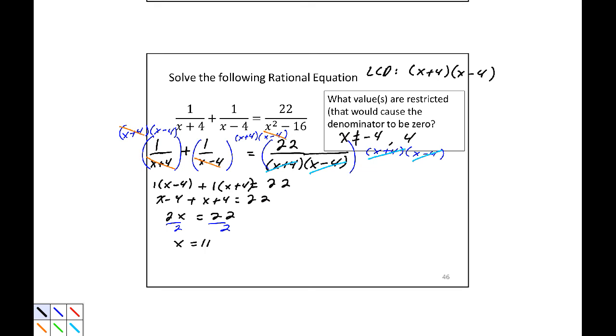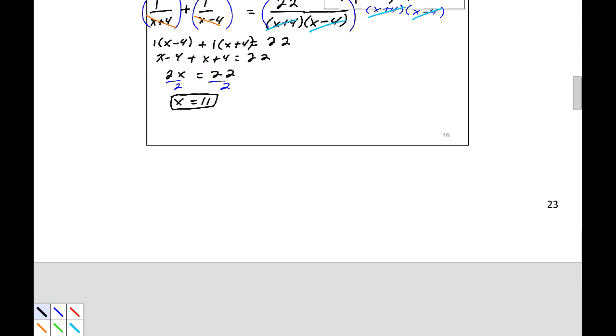Now because we have these restrictions up here, x cannot equal negative 4 or positive 4, because 11 is neither of those, this should be a valid solution, and we could evaluate this. We could plug it into that equation and see if it works. That'd be 1/15 plus 1/7. Again, I'm plugging these in. 1 over x plus 4, so that's 1/15. Plus 1 over 11 minus 4, or 7, so 1/7. Okay, and the other side, 22 divided by 11 squared minus 16. Those two values are the same. This checks out.